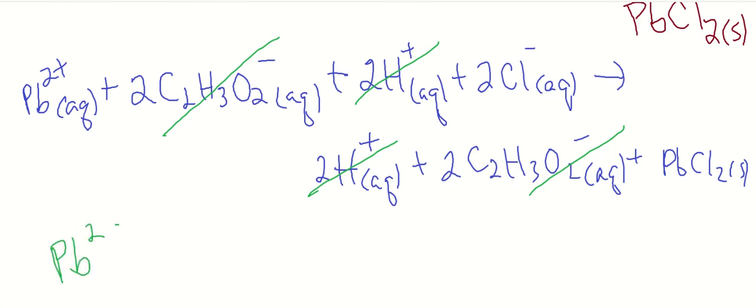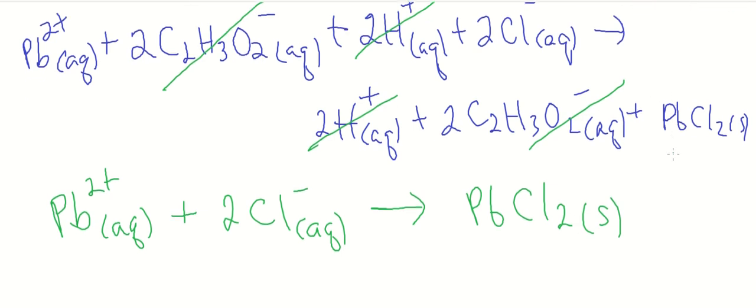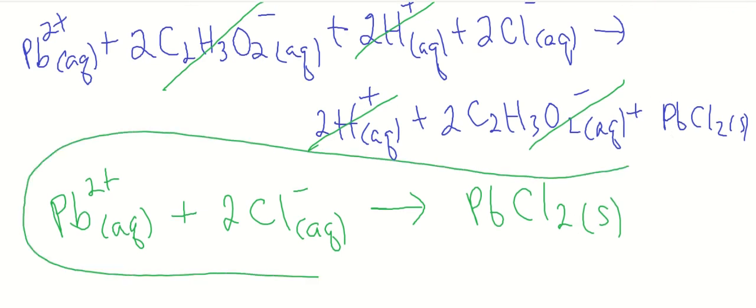So lead 2 positive ion is going to react with 2 moles of chloride anions, and that's going to result in lead 2 chloride, which is your precipitate. Balanced charges, balanced atoms. There it is. Moving on.